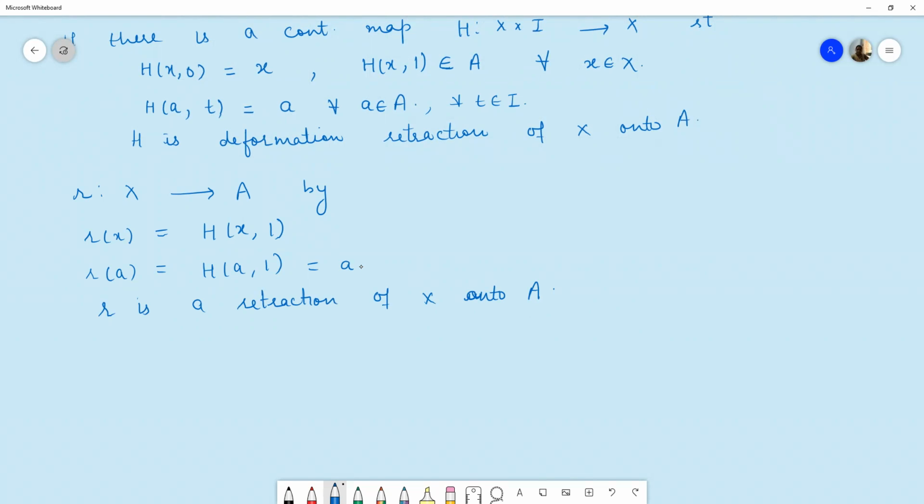And in this situation, this capital H is a homotopy between the identity mapping and the second mapping which takes the whole of X into A. So basically this H will be a homotopy because we have defined H(x,1) equal to R(x). So the second map becomes R, and H will be a homotopy between the identity map of X and the mapping J circle R, because R is a mapping from X to A and J is the inclusion map from A to X. So this composition is a mapping from X to X, which maps every element into A actually, where J is the inclusion map.